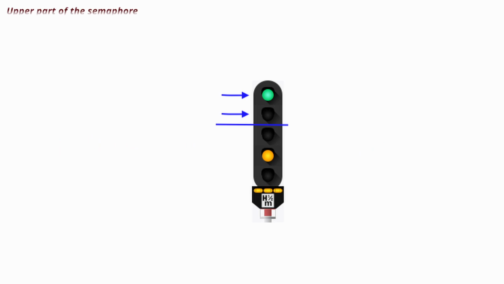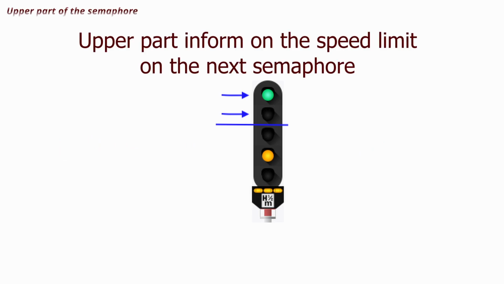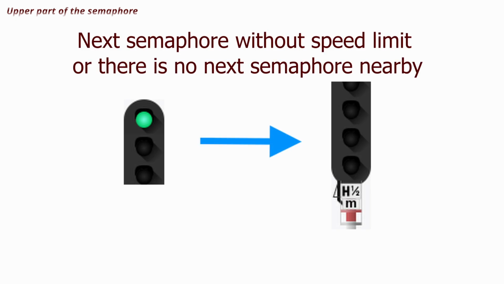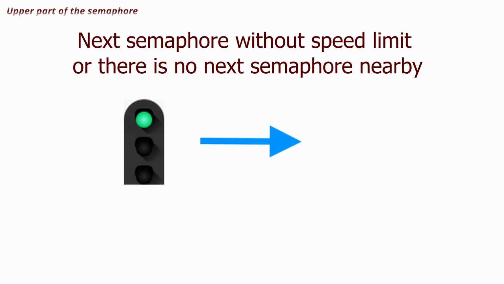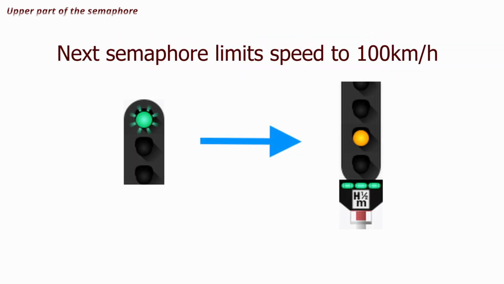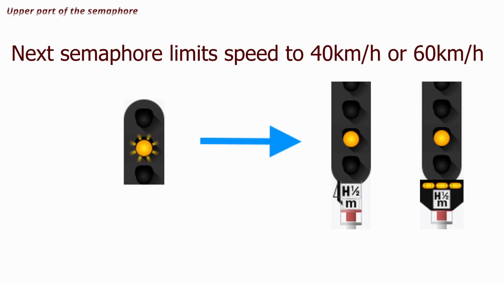Now let's check what we can see in the upper part of the semaphore. I mean, what lights warn about the speed limit at the next semaphore. Green light, driving at the highest possible speed at the next semaphore. Other possibility is there is no next semaphore nearby. We'll discuss this in a moment. Green flashing light, the next semaphore limits the speed to 100 km per hour. Orange flashing light, the next semaphore limits the speed to 40 or 60 km per hour.